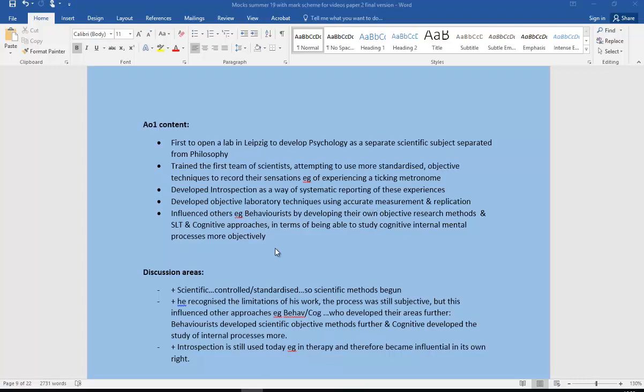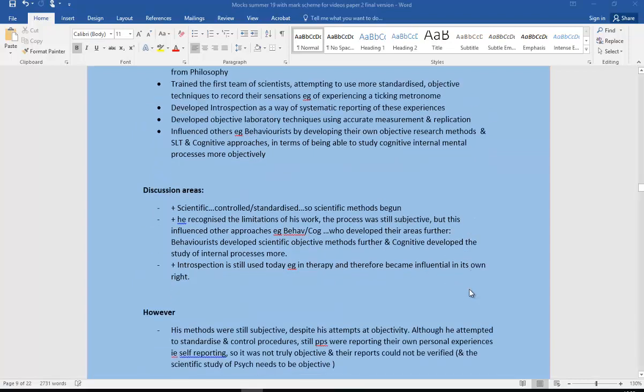He also influenced others. So, for example, behaviorists then developed their own objective research methods, and social learning theory and cognitive both were influenced in terms of studying cognitive internal mental processes that Wundt had started, but they attempted to develop that by making the study of those internal processes much more objective. So that covers a lot of the AO1 that we could use. And then obviously we want to go on to discuss that.